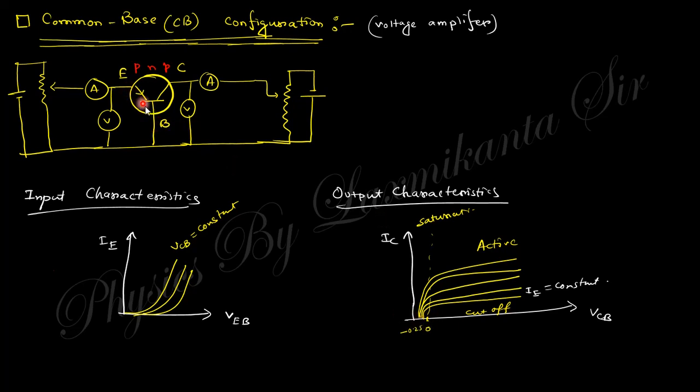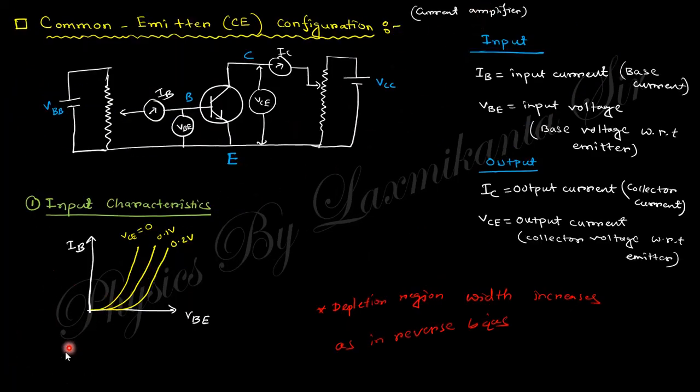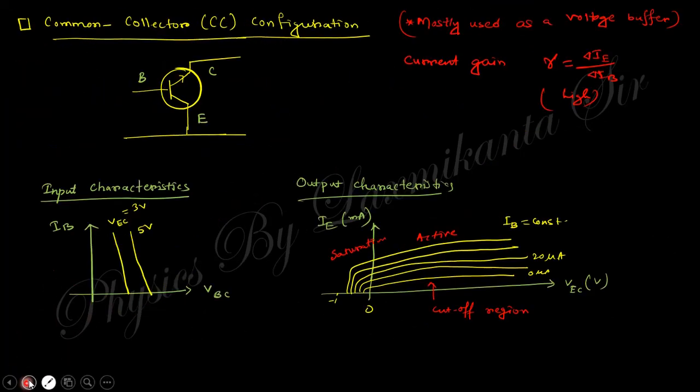When this region is forward and this region is reverse, this becomes saturation. When this is also forward, it is forward, forward, so this becomes forward only if we change this potential direction. That's why this is in the negative voltage. The same things apply for common base. This is actually used for voltage amplifier, and common emitter is actually used for current amplifier. Next is the common collector.